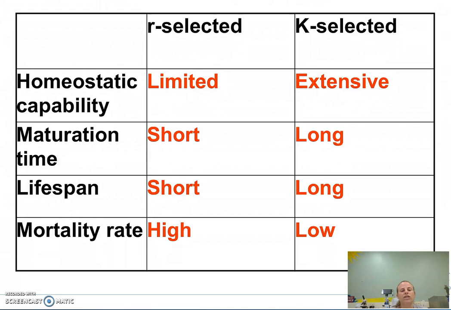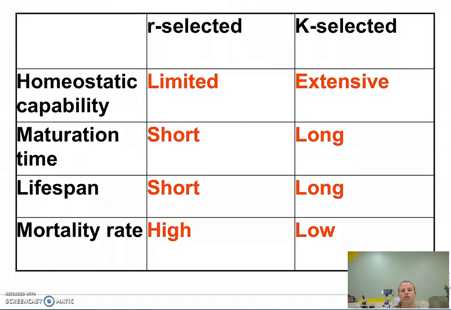As far as maturation time, R-selected organisms have a very short maturation time. Think back to our fruit flies. They can mature, our females can mature after 8 hours of their life, whereas K-selected organisms have a long maturation time. For example, humans, their maturation occurs during puberty, which usually happens during the teenage years.